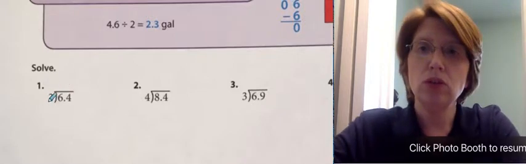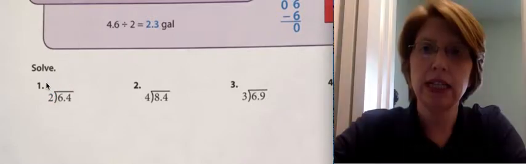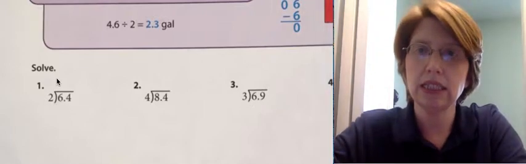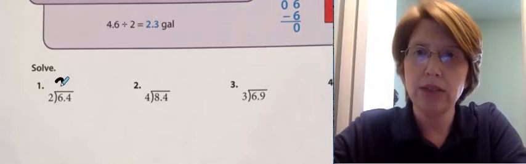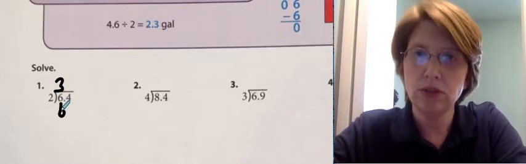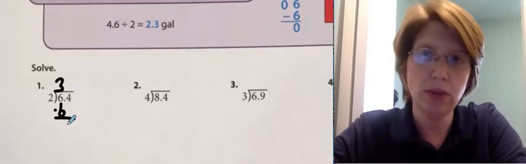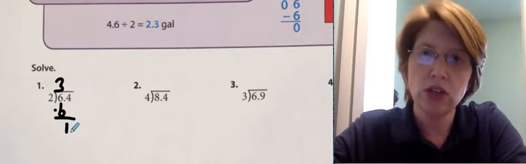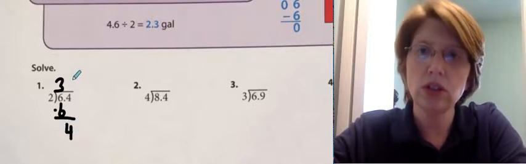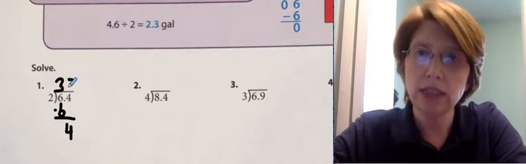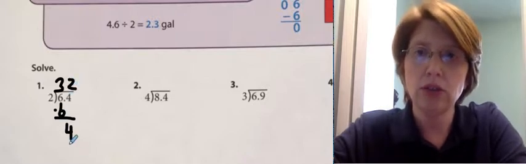So 2 goes into 6 3 times. 2 times 3 is 6. We have 0 left over there, so we bring down that 4. 2 goes into 4 twice. 2 times 2 is 4.